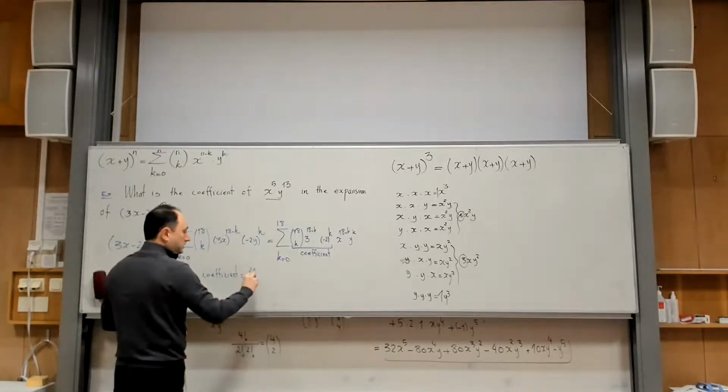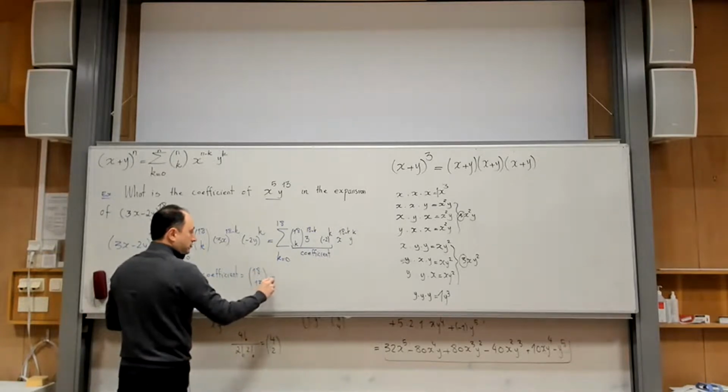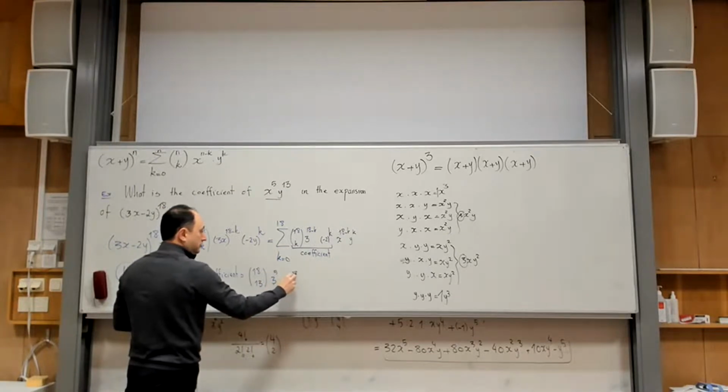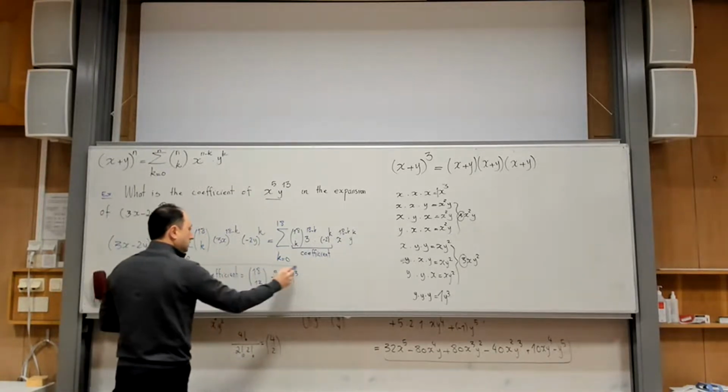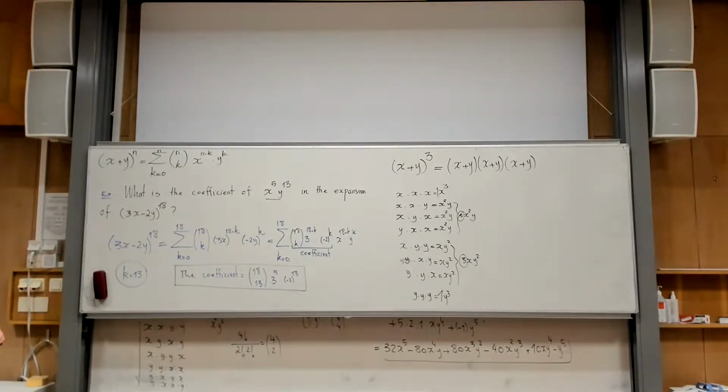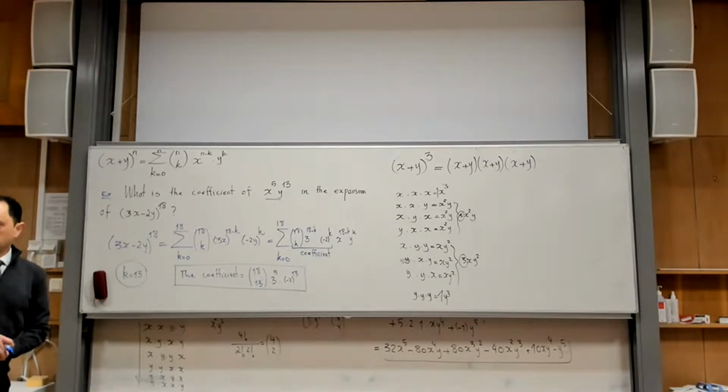So the answer would be 18 choose 13, 3 to the power of 5, multiplied by minus 2 to the power of 13. You really don't need to calculate anything. If you want to, of course, you can find a number, but that is not very important here. The important thing is being able to write the right combination for the coefficient. Is that clear?